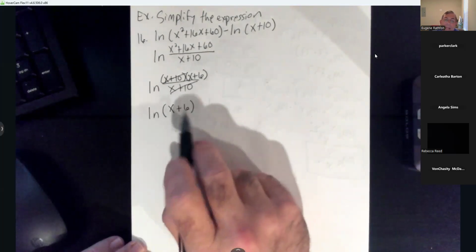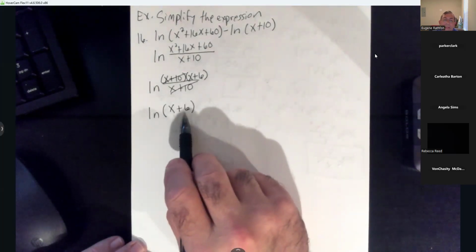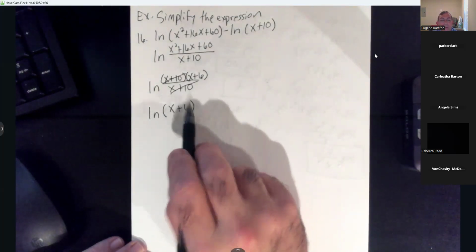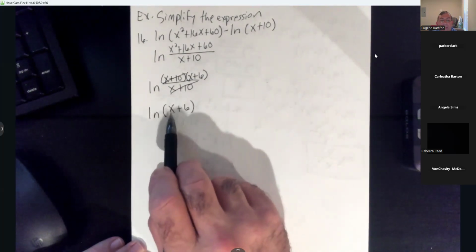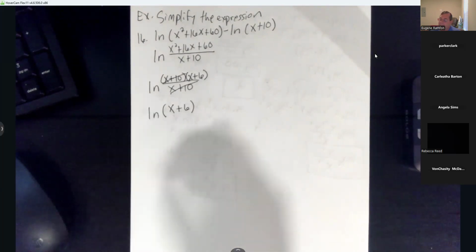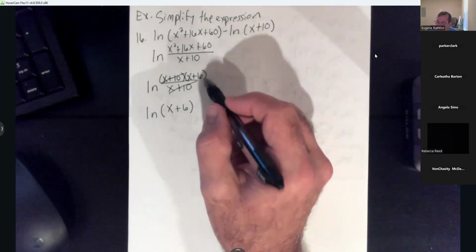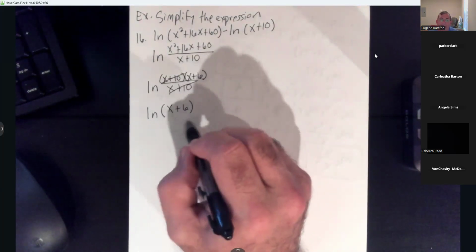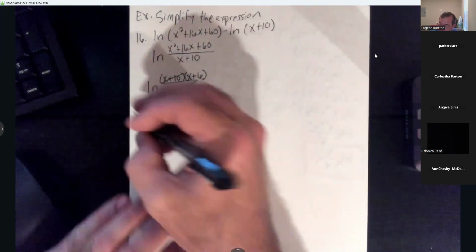Okay, y'all? Now you got to keep it in parentheses, because if we didn't keep it in parentheses, it would do a ln of x plus 6. So since both of these are affected by the ln, you got to keep this one in parentheses, okay?